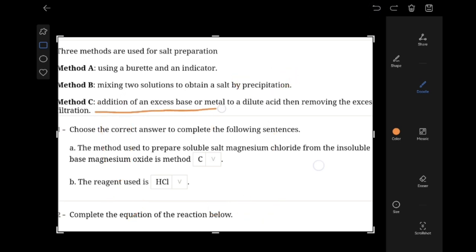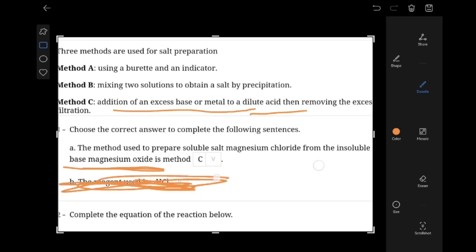This one makes sense. Look, you add an excess base or metal to a dilute acid. We don't know which acid yet, ignore this for a second. And you remove the excess by filtration, with the funnel and filter paper. So this is the only one that makes sense, because you have something insoluble and you're trying to get something soluble.